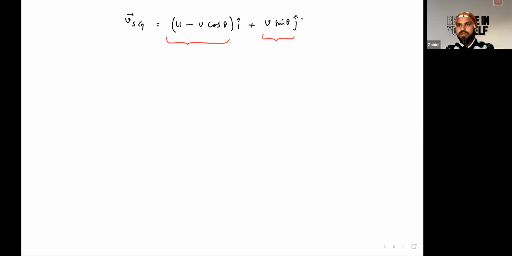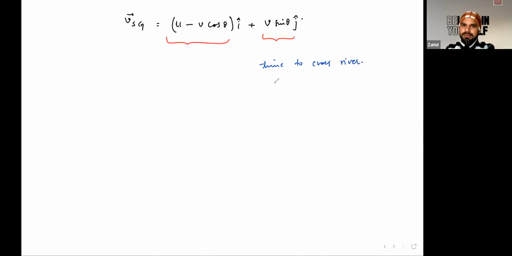Now, in this expression for velocity of swimmer with respect to ground, we have two different terms. First is (u minus v cos theta) along i cap, and second is v times sine theta along j cap. Since these two components are in different directions, this is along the x-axis and this is along the y-axis. So the y component will be responsible for crossing of the river. From this part, we can solve the time to cross the river.